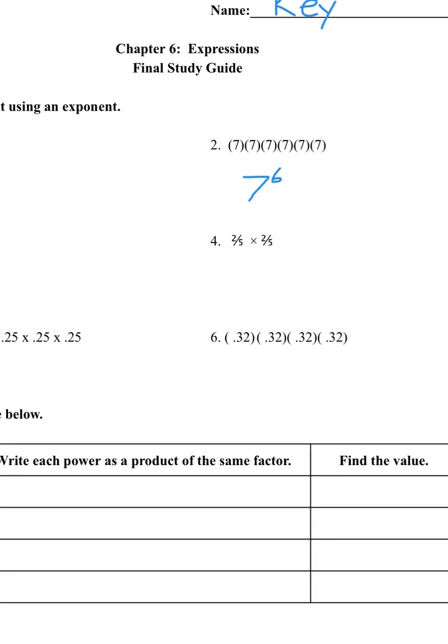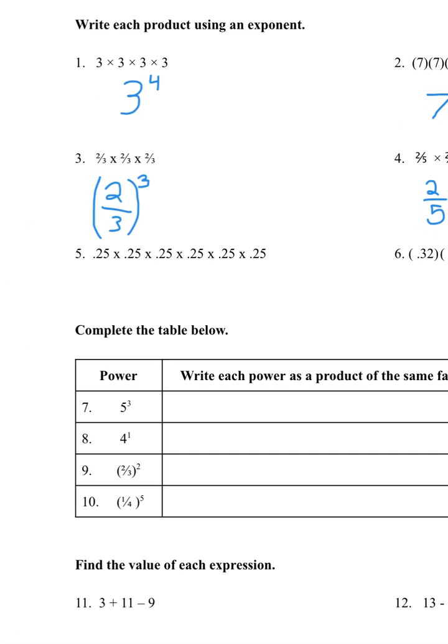Number 4, we are looking at 2/5, and because there are only 2 of them, we're going to raise it to the 2nd power. Number 5, we have 0.25 times itself a total of 6 times. So we're going to raise it to the 6th power.